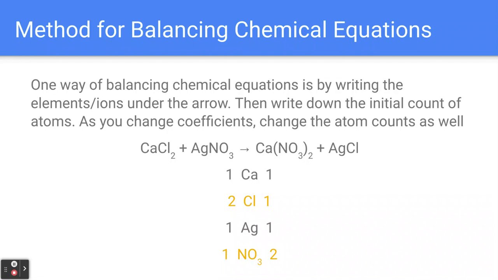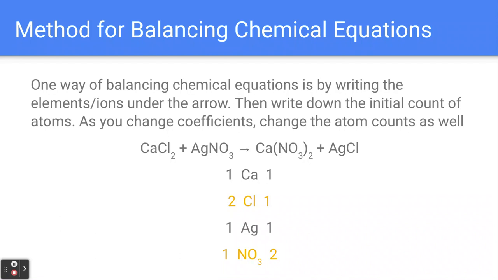If it were to split up, you would want to split it up into nitrogens and oxygens. But this one doesn't split up; it stays as NO3, and I don't see any other nitrogens or oxygens anywhere else. So make that list underneath the arrow, and then go ahead and count on each side. So I had 1 calcium on the left. I have 1 calcium on the right. I have 2 chlorides on the left and 1 on the right. I have 1 silver on each side, and I've got 1 nitrate and 2 nitrates.